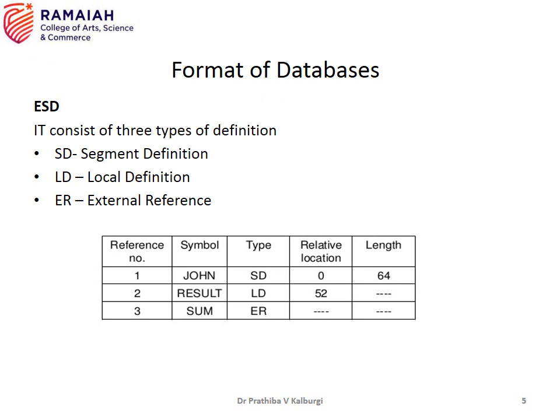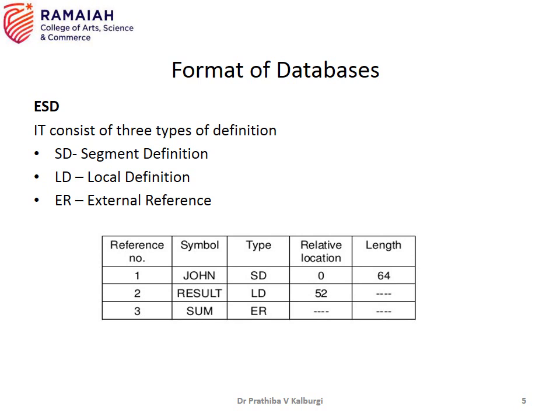Now coming to the format of the databases, the ESD card. This ESD card contains three types of definition: one is the segment definition, then the local definition, and the external reference. Now as you see in the table, we have 5 columns. The first one is the reference number, second is the symbol name, third is the type, fourth is the relative address, and then the length.